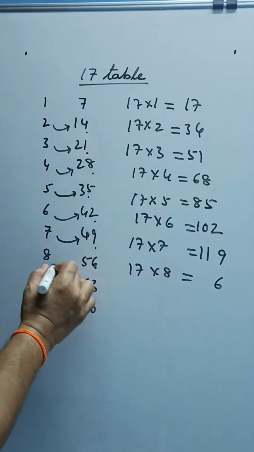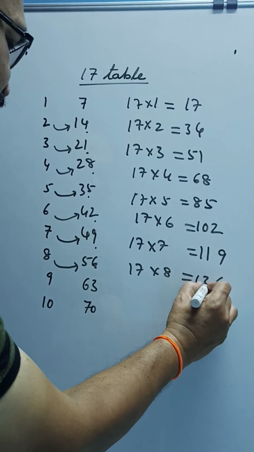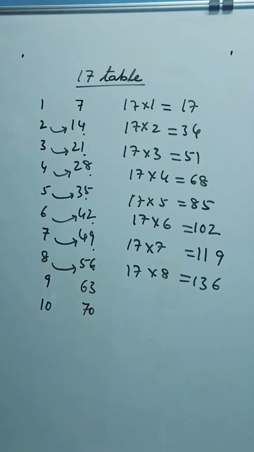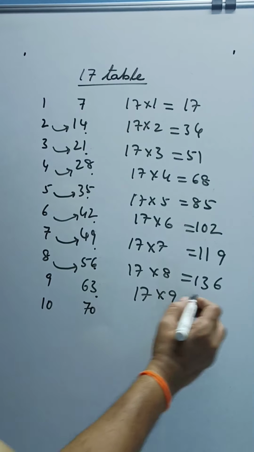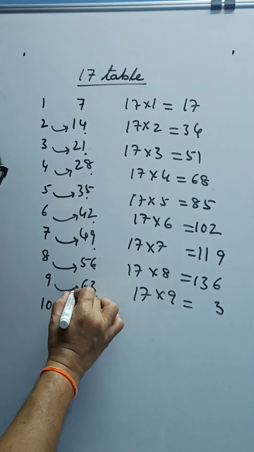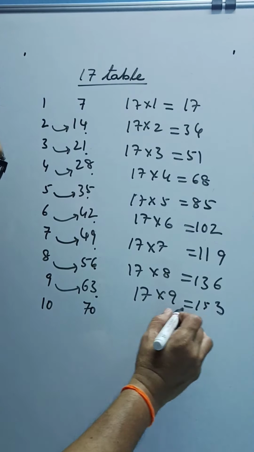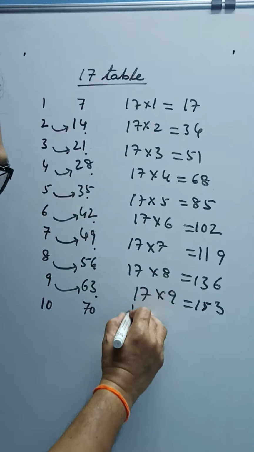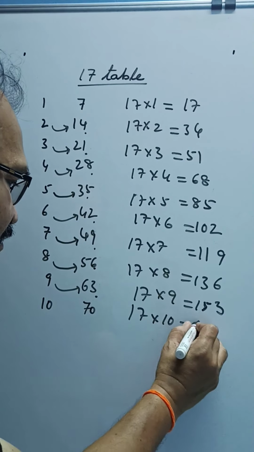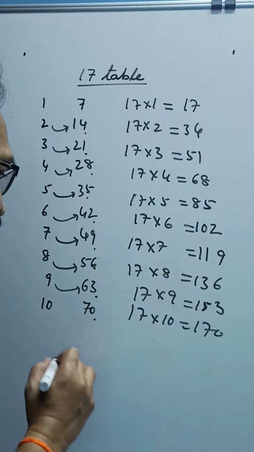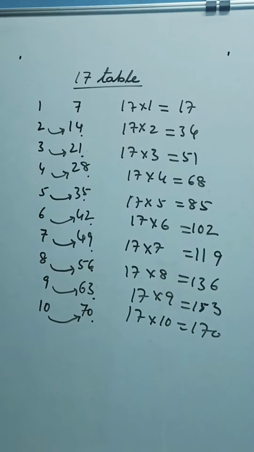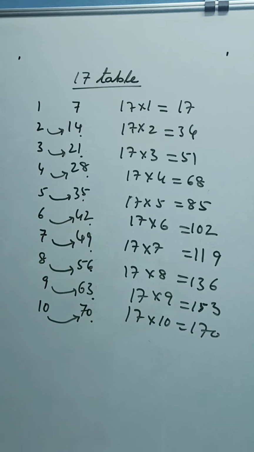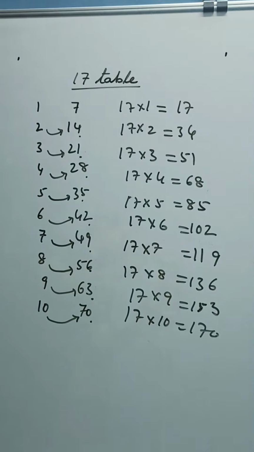17 eights are 6 in the ones place, 8 plus 5 is equal to 13, 136. 17 eights are 136. 17 nines are 3 in the ones place and 9 plus 6 is equal to 15, 17 nines are 153 and 17 tens are 170. 0 in the ones place, 10 plus 7 is equal to 17. 17 tens are 170. 17th table is over.